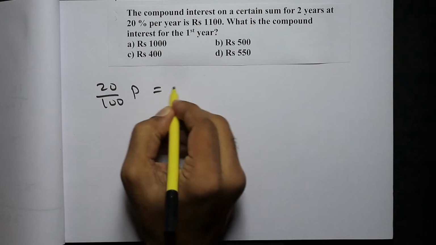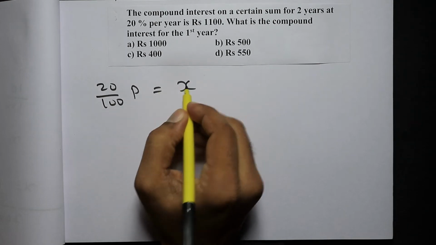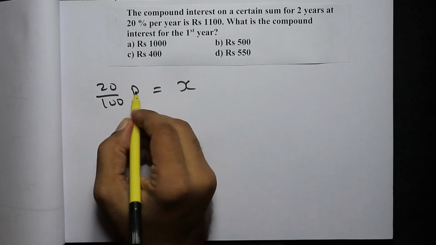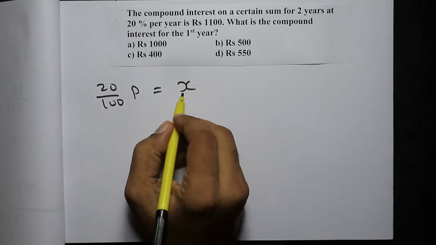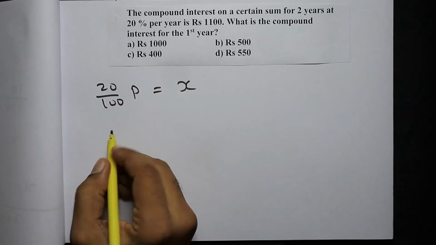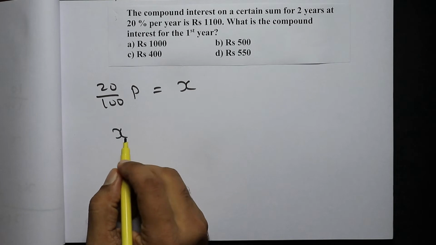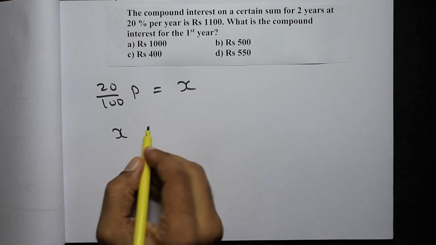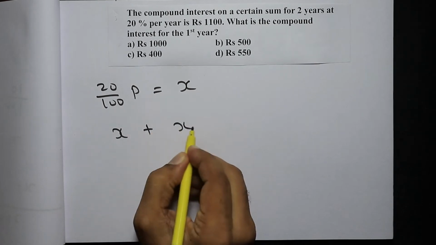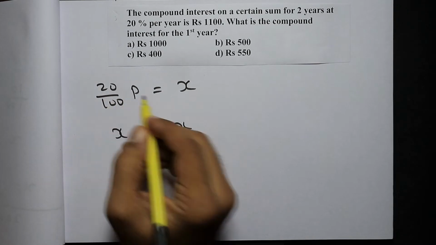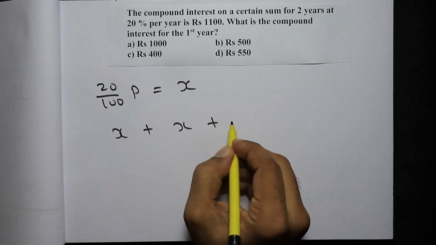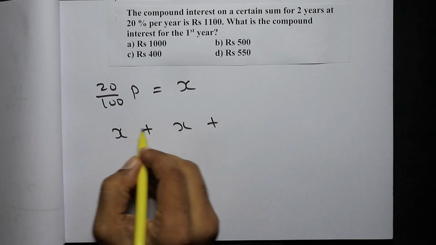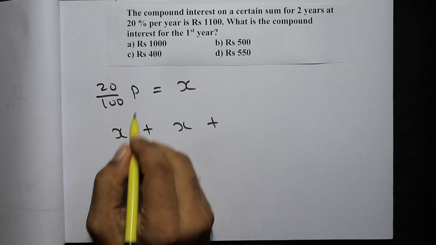So we will just take it as X. So this is 20% of the principal. This is what we need to calculate. Now, so first year's compound interest will be X. Now let us calculate the compound interest for the second year. X you will get, which is 20% of principal, and extra that you will be getting is R percentage of first year's interest. That is R is 20%.